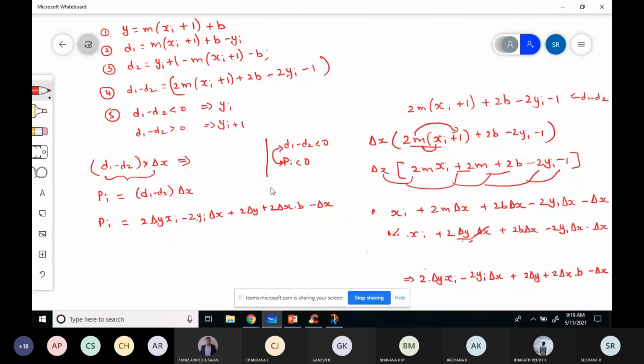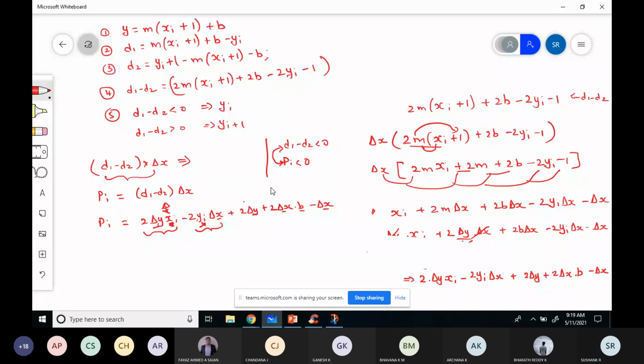Now here you can check that in this equation there are some constants and there are some variables. See, delta y is constant, delta x is constant. So this is constant, this is constant, this is constant. Only variable is there in xi. So here xi is a variable, and this part is variable and yi is variable. So these will change. If you are changing xi plus 1, xi plus 2, these two values will change.